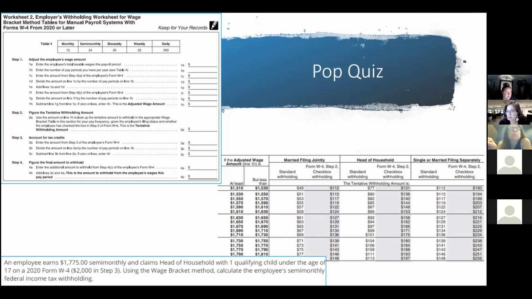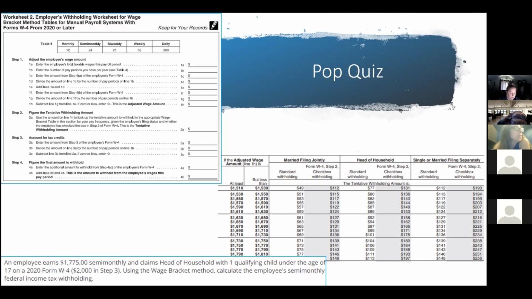I guess I lied to you, man. And I guess they don't have you annualize it on this worksheet. Sorry. I thought they had you annualize it on all of them. I guess with wage bracket, they break it down so you don't have to annualize it. That's my fault.